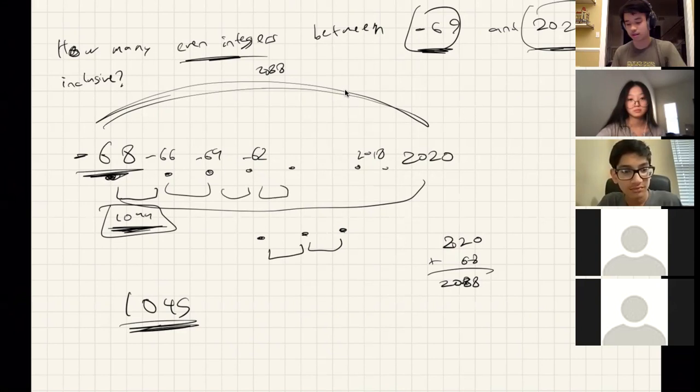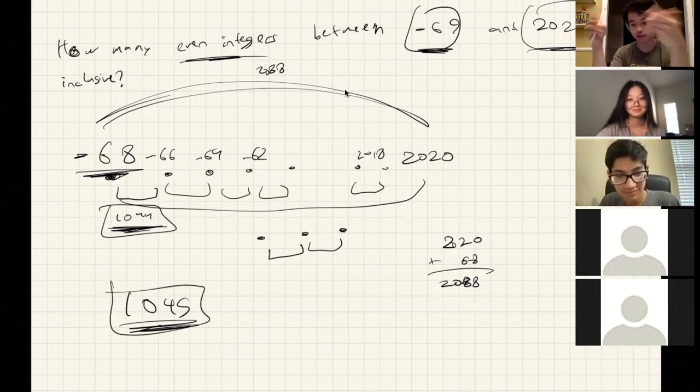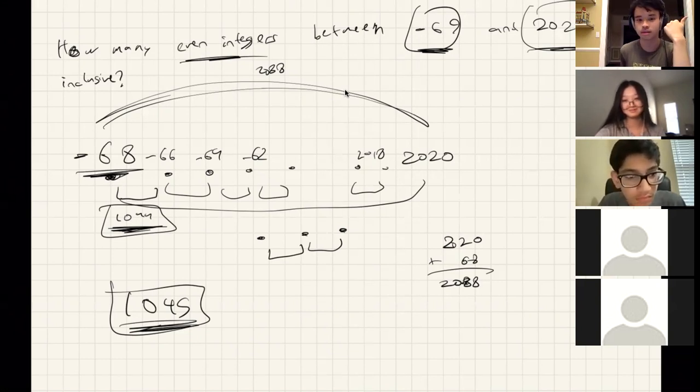I'm sure you know what I'm talking about by now, but this is another fundamental example, right? When you're counting things, one of the most common mistakes is to miss something on the edge. What do you mean? There's 1045 numbers. Did I do something stupid?